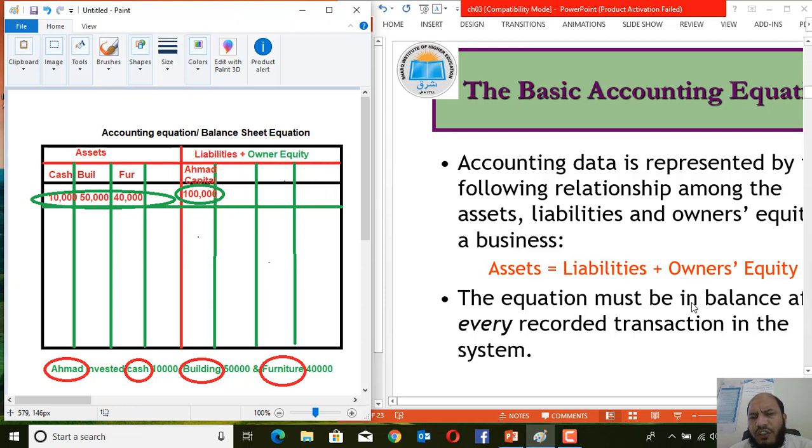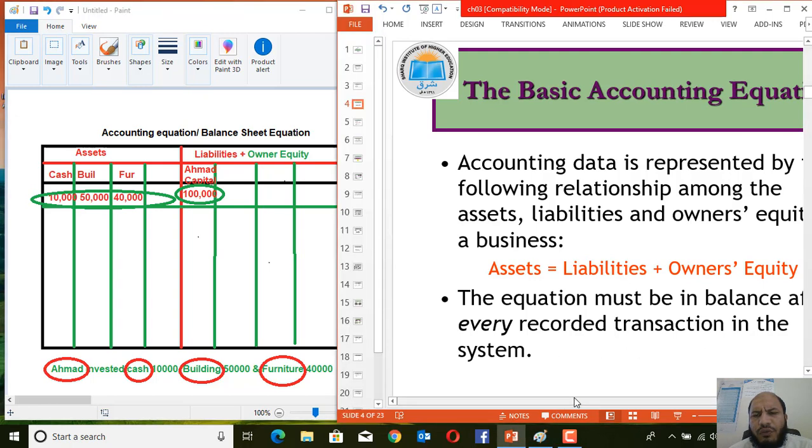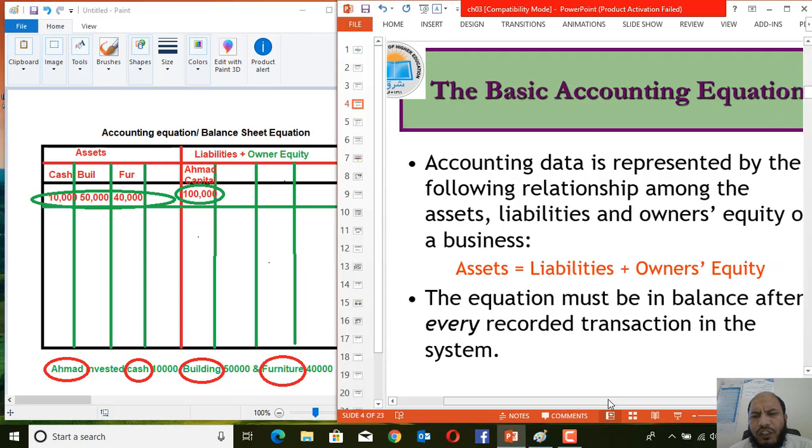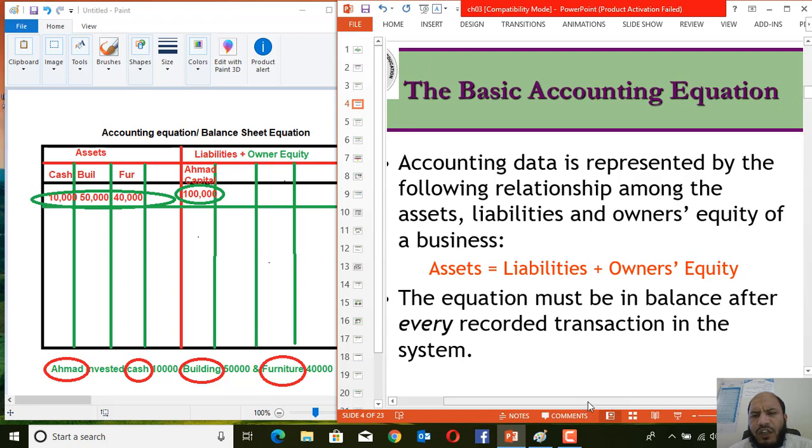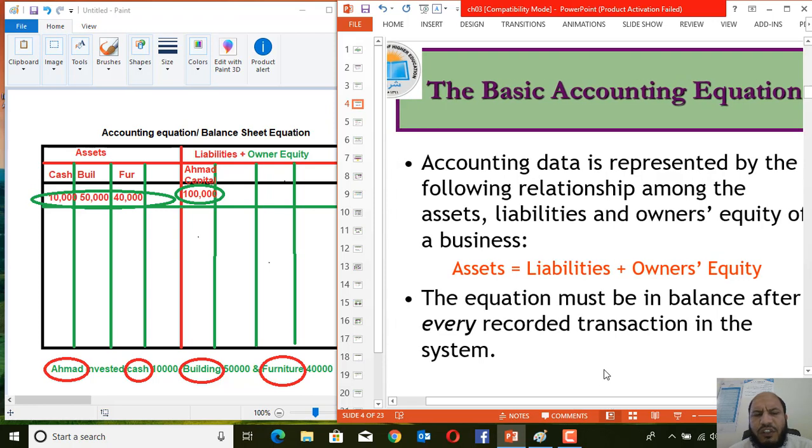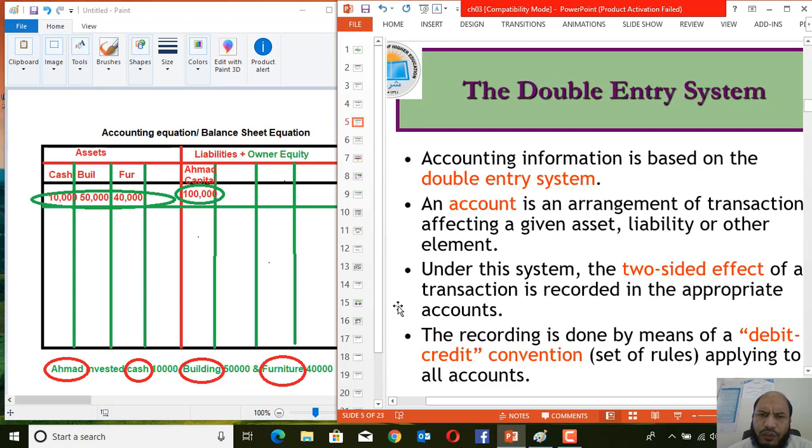Dear students, when we make the equation, both sides must be equal to one another. We should make both sides equal after recording each transaction. If you see here, this is a transaction in which Ahmad invested cash 10,000, building 50,000, and furniture 40,000 in a business. So we record this into the equation.